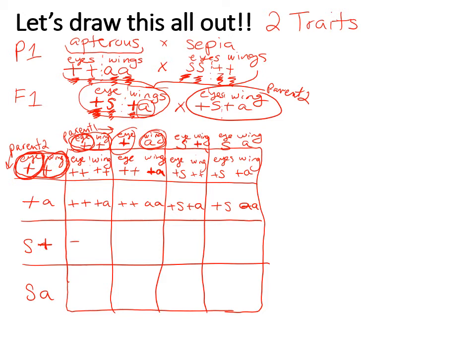Okay, so each one I'm putting eyes first and then the wing alleles. Eyes first, then the wing alleles. Eyes and wings, eyes and wings, and then we do at the bottom, eyes, whoops, wrong, sorry, my pen erased that, so eyes and wings, eyes and wings, eyes and wings, and the last one, eyes and wings.